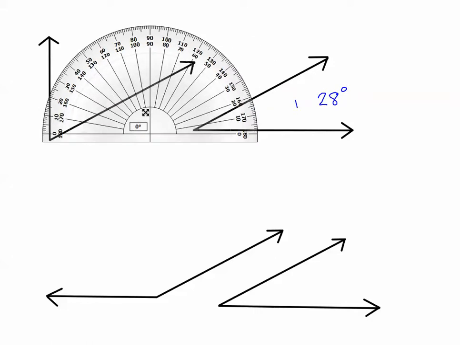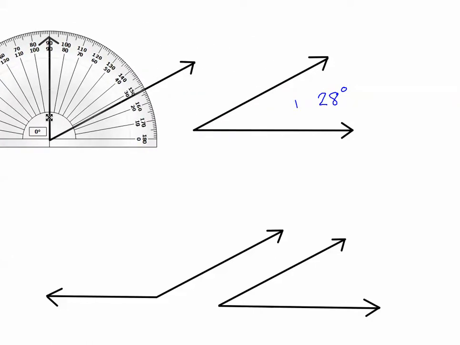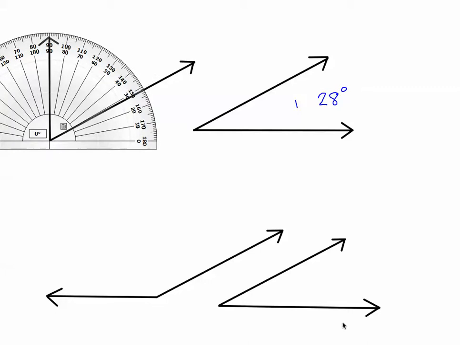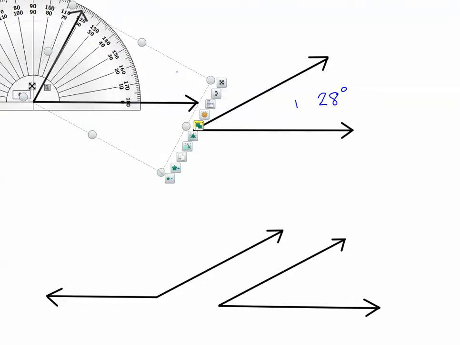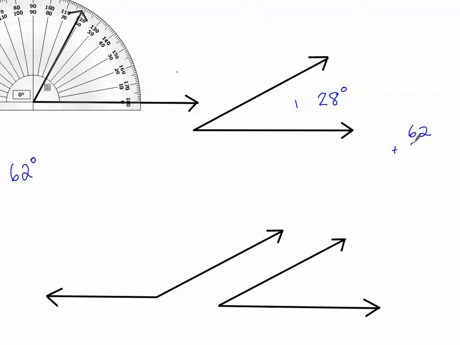Let's measure the other angle. To measure this other angle, I'm going to have to turn it because I need one of the sides to be along the horizontal of the protractor. So here I have 0 degrees, 10, 20, 30, 40, 50, 62 degrees. So this other angle measures 62 degrees. Now what do you notice about 62 degrees and 28 degrees? 62 plus 28 adds up to 90. So these two angles are complementary.